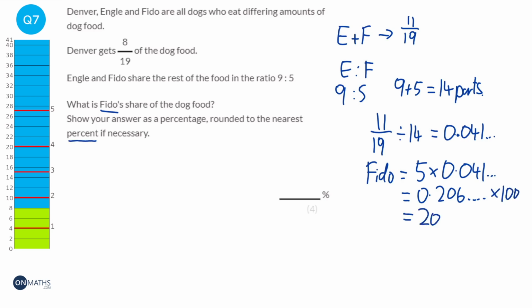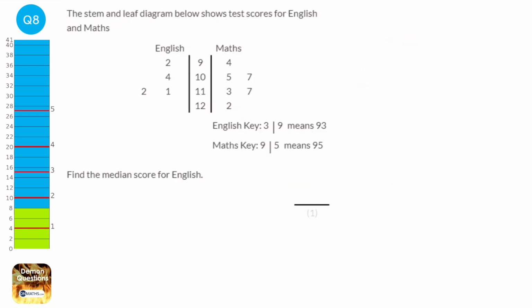So we have 20.676 and so on percent, and it wants it rounded to the nearest percent. So that would be 20%. Or actually, it would be 21%, because this would round it up. So 21%.